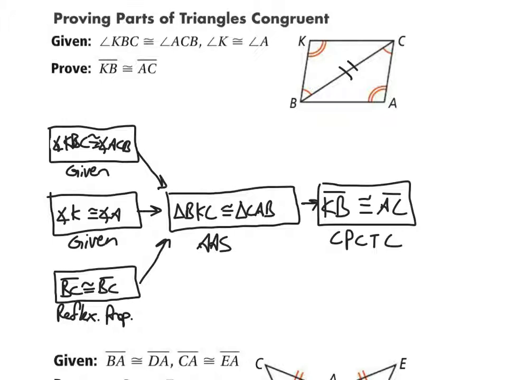Because if you look over at your diagram here, or your road map, right there is line segment BK, and right there is line segment AC. They're in the same position in the road map, so that proves they have to be congruent. They're corresponding parts of congruent triangles.